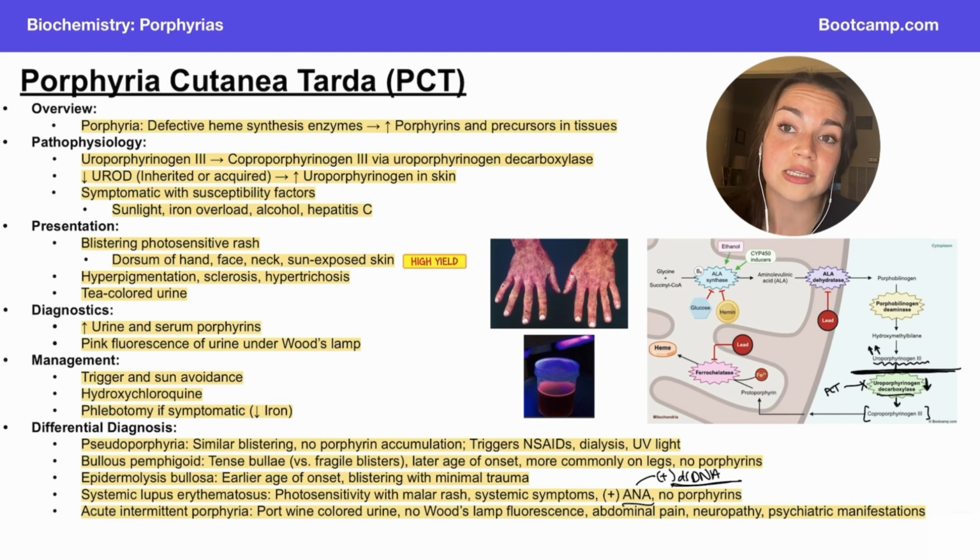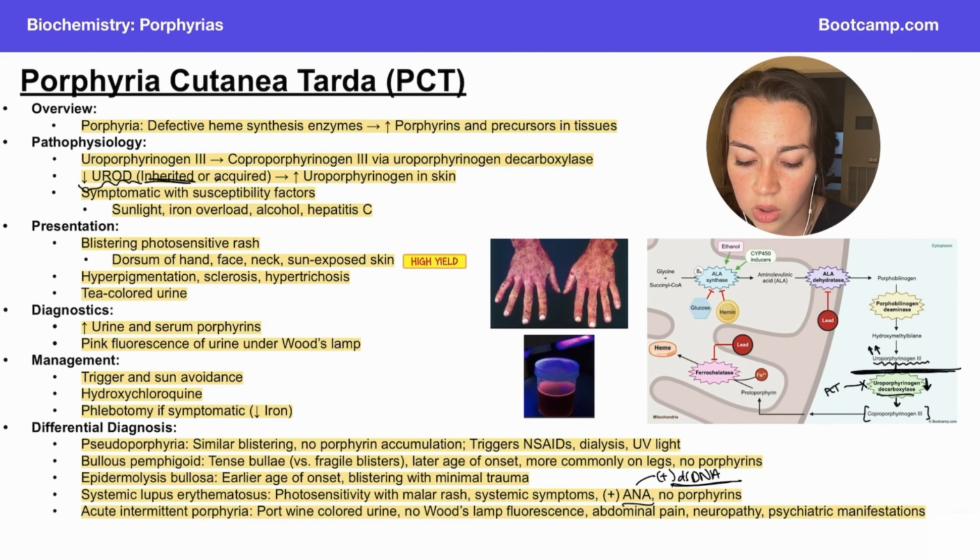We've been talking about PCT. PCT is the most common porphyria, and as such is the most commonly tested porphyria on the Step 1 exam, so it's an important one to know. It is a deficiency in the Uroporphyrinogen decarboxylase enzyme, or UROD. It can either be inherited or acquired, and it leads to a buildup of porphyrins, specifically uroporphyrinogen, in the skin.